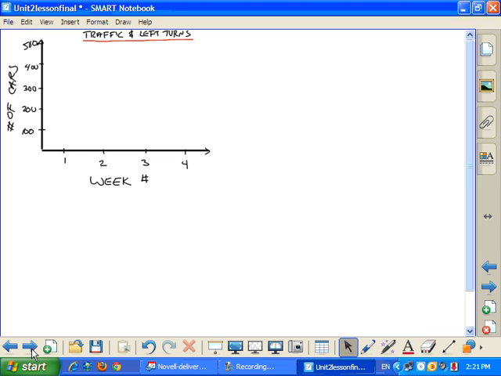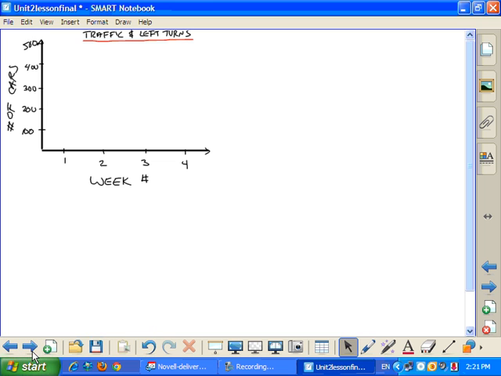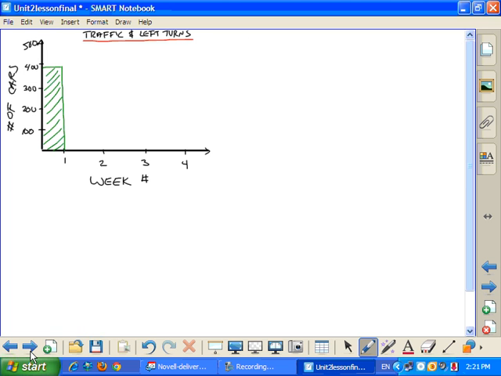So here we go. What I'm going to do is make this a double bar graph, because on one side I'm going to show how many cars came along. So I'll show you what that's going to look like. Week 1, 395, so almost 400 cars came along in week 1. And in blue, I'm going to put how many made a left turn. So that's 110. So I'm going to put a little over 100 in blue. I'm going to put them side by side. So that's week 1.